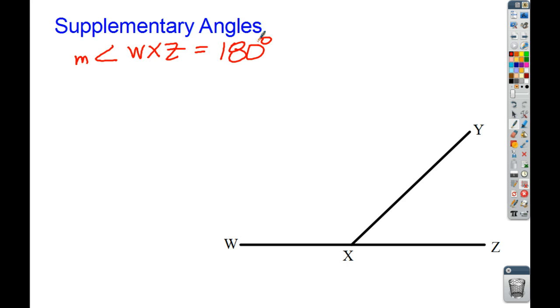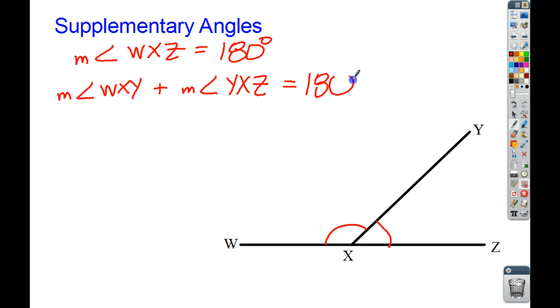And so then what I'm going to do is create this new line. If I take X and put this point out here, Y, now I'm going to split it up into this angle here and this angle here. So then what I can say is the measure of angle WXY, and if I add that to this angle, the measure of angle YXZ, together those make 180 degrees. These are supplementary angles, because together they make a straight line.